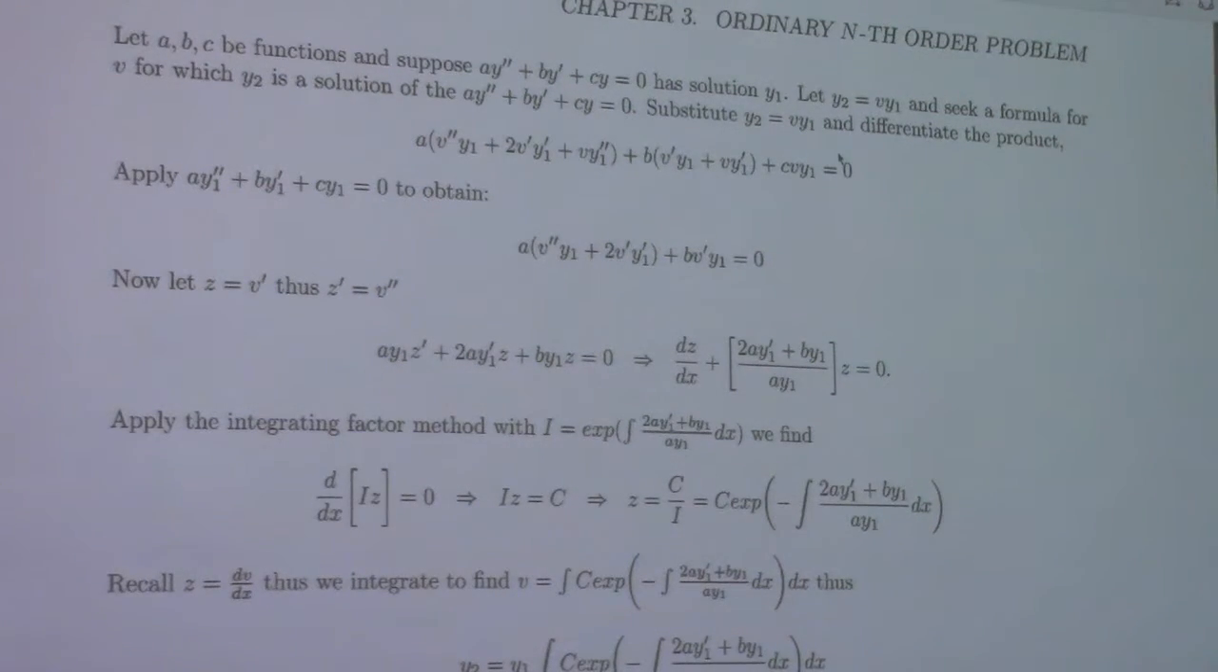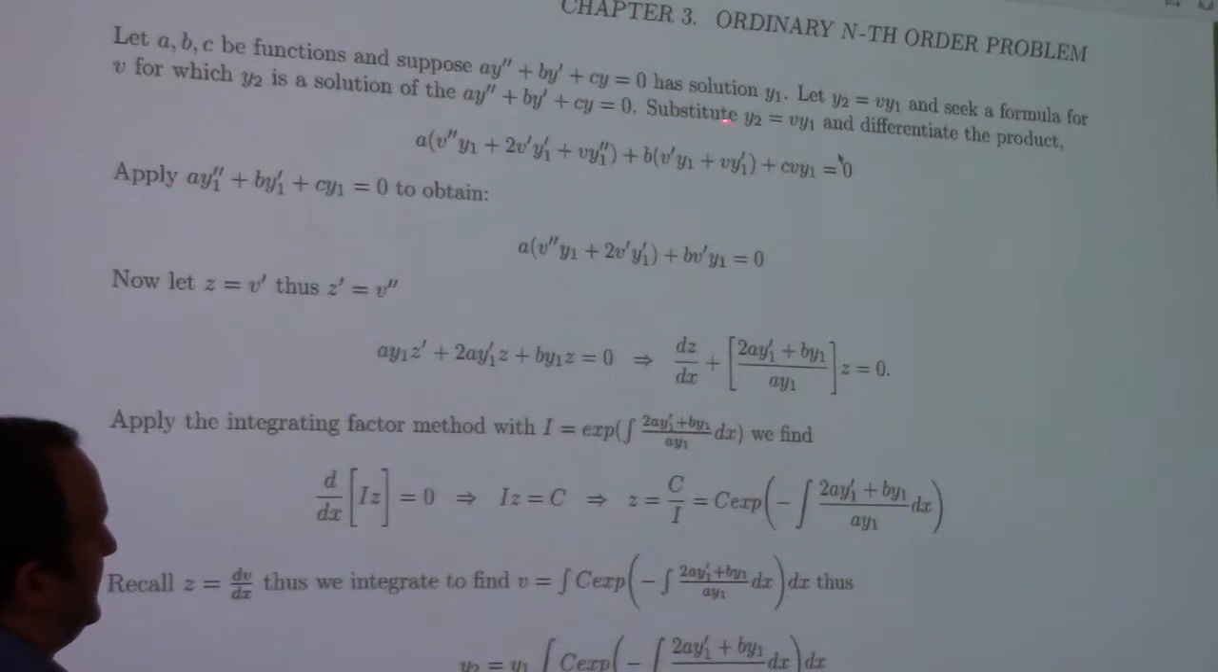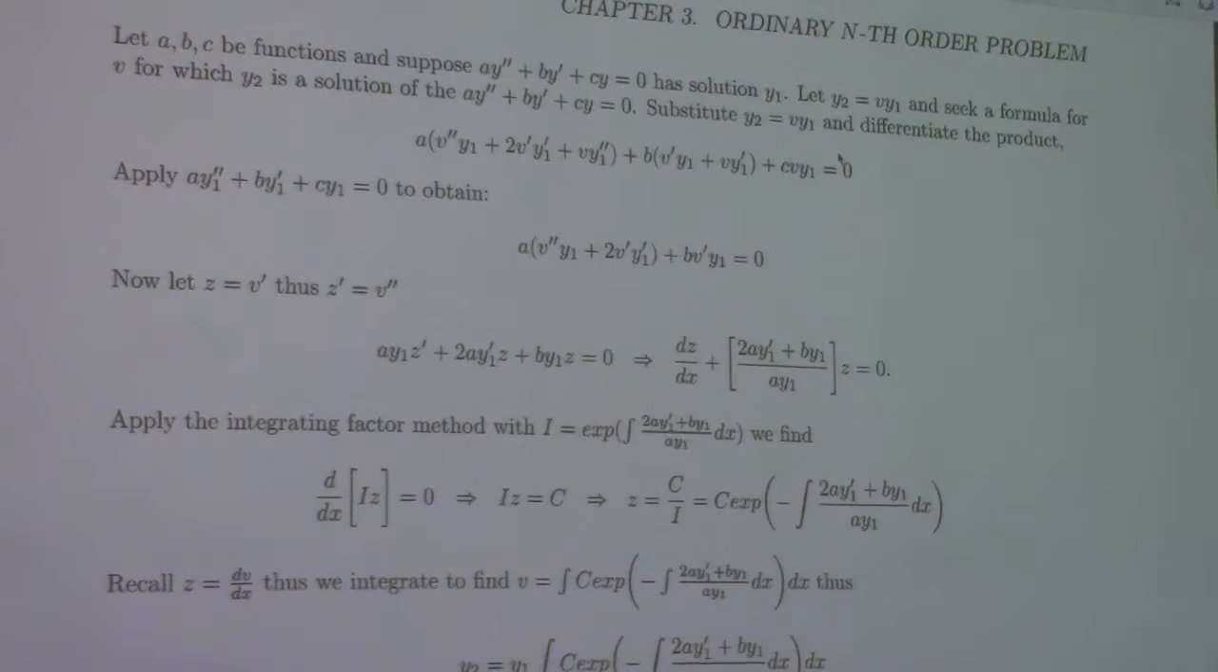here's how it goes. Suppose we've got a second order problem, a y prime prime plus b y prime plus c y equals 0. Here a, b, and c could be functions, right? So a could be a x squared, b could be b x, c could be c. It could be the Cauchy-Euler problem. Suppose you've got a solution, y1, like we do here. We've got one solution, but we don't have a second one, all right? Then you can make a substitution: y2 equals v times y1.